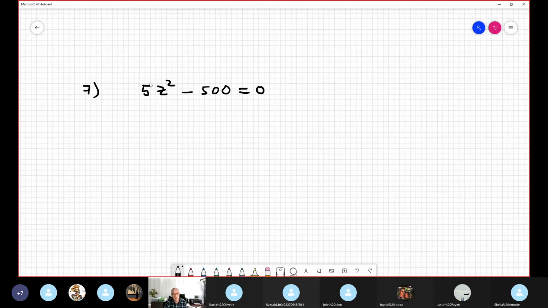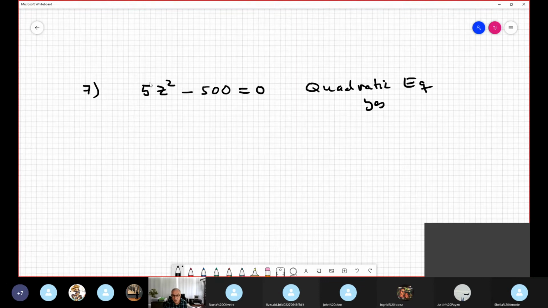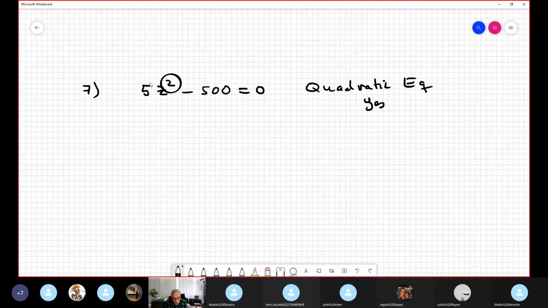Okay, my question is, this is a quadratic equation, yes or no? Of course, yes. The answer is yes. How do you know? What is the clue that gives me information about quadratic? These two. When you have in one equation one exponent 2, that is a quadratic equation.